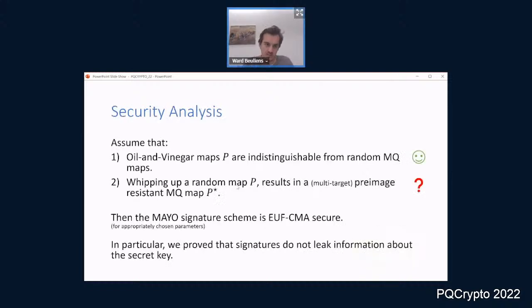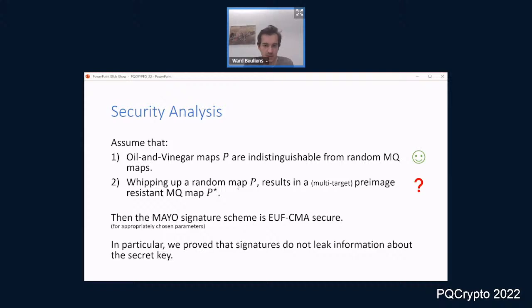So is this secure? Well, you can prove that it's secure under two assumptions. The first one is that these oil and vinegar maps are indistinguishable from random maps. It depends on what you believe, but I'm kind of happy to take this assumption because oil and vinegar has been around for almost 20 years. So this is kind of well studied. It's a very simple problem. You just have a bunch of multivariate quadratic equations that vanish on some oil space, and the problem is to find this space.